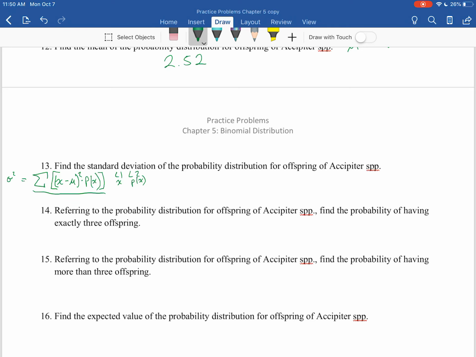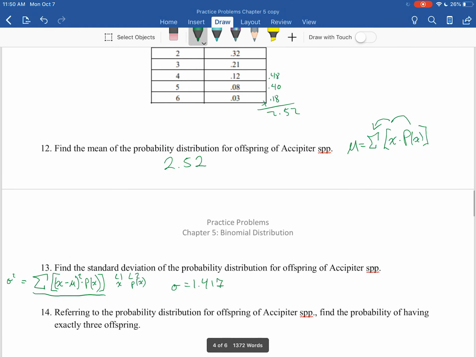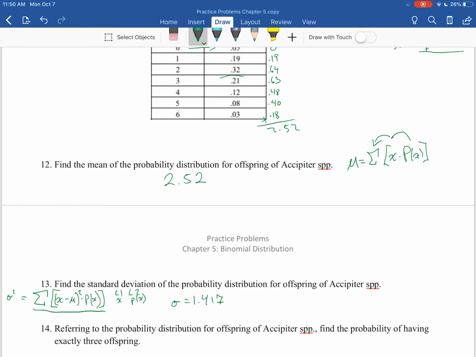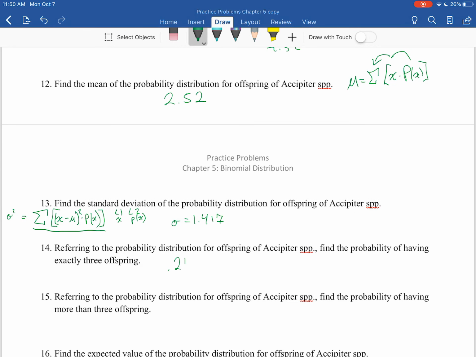When you do this, no matter how you do it, you're going to get a value where the standard deviation, sigma, is equal to 1.417. Number 14, when we're trying to find the probability of exactly 3, since the probability is already given to us at 3, we just look at what the value of 3 is. So it's 0.21. That is the probability of finding exactly 3, because it's already given to us.